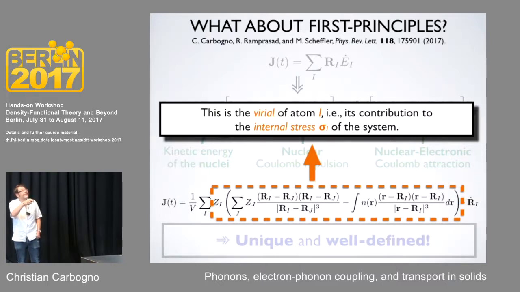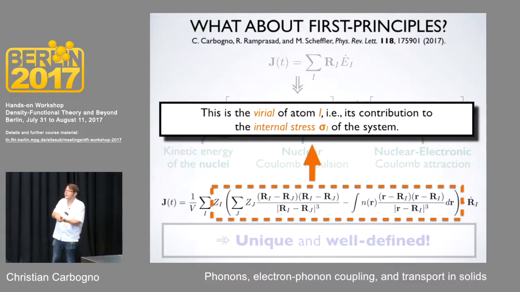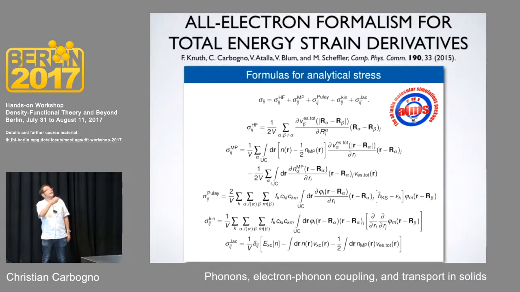As you see again, if you remember how Hellman-Feynman forces look like, this is essentially force times distance again. And this is nothing else than the internal stress of the system. So how much work does your atom do against the field of all others? This is something that is already implemented in FHI-aims.